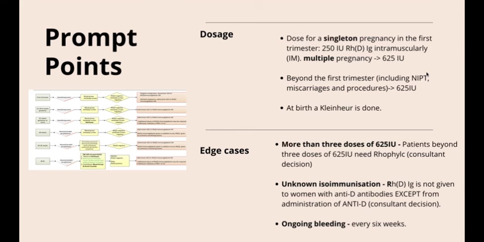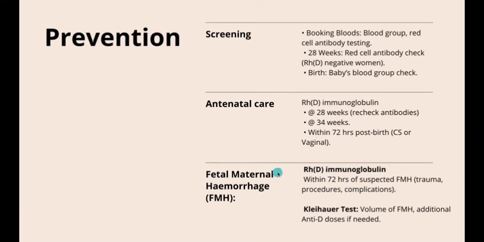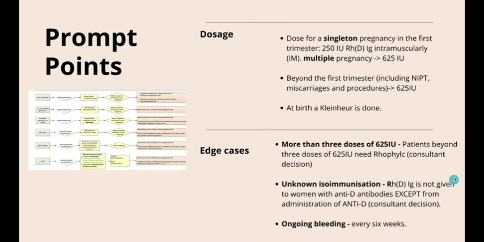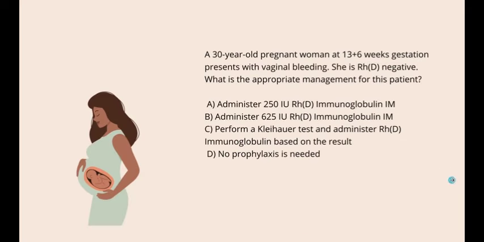And also, if a patient has ongoing bleeding throughout their pregnancy, then this is a case where they would need to be given immunoglobulins every 6 weeks. So it's a little bit confusing, but it's worth getting your head around a little bit of this information. And we're going to do a couple of practice questions just to see if we can consolidate our information and apply it according to PROMPT guidelines.